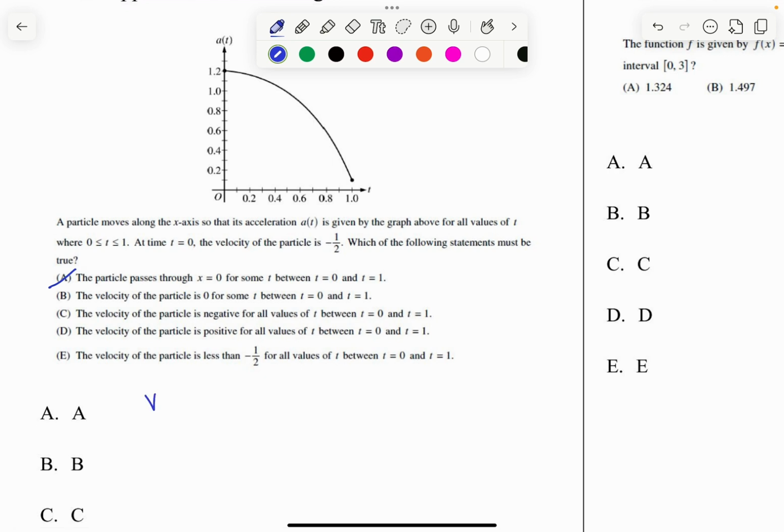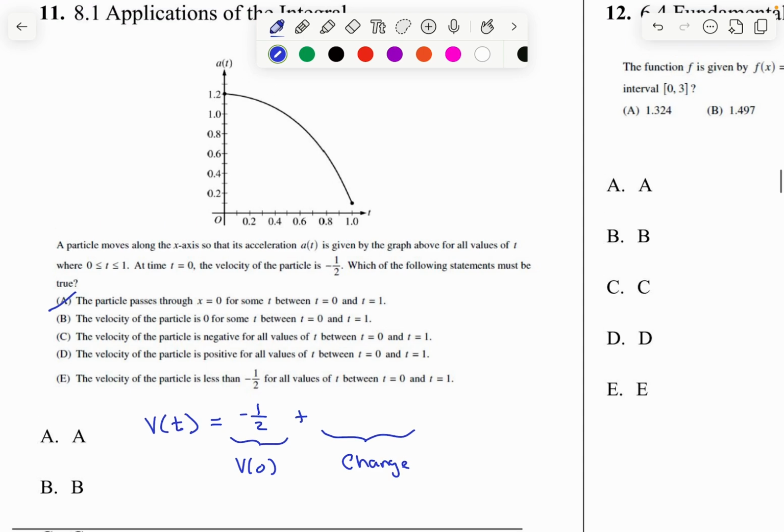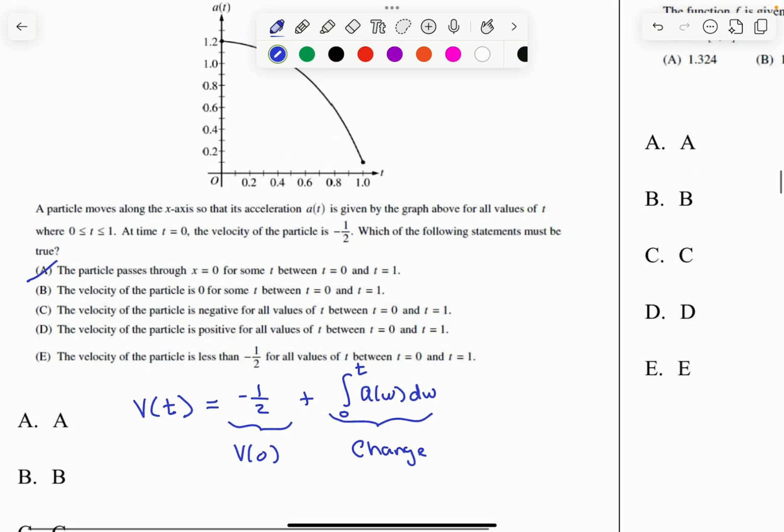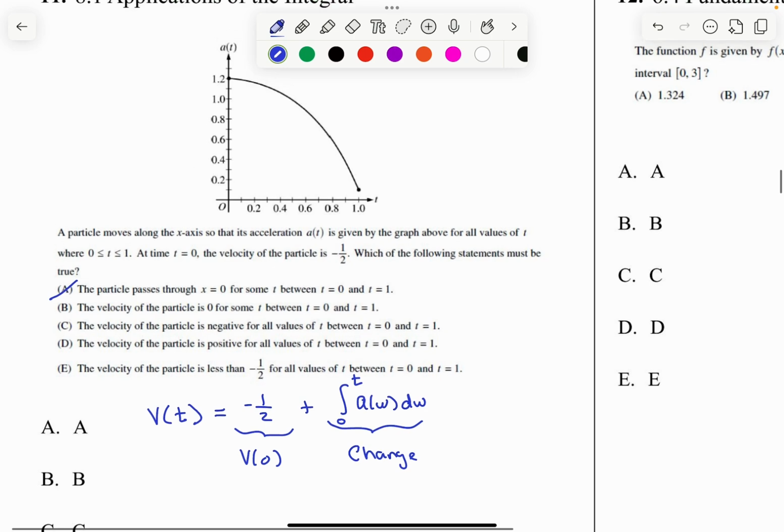So you should just note that when you're given acceleration, my velocity at any time is my velocity to start. And so we are given a start, right? We're given the initial velocity, which is negative a half, plus how my velocity changes. And so the change in velocity, that we get from integrating from 0 to whenever, my acceleration function. Okay, and so there's my velocity function at any time. Now look at your acceleration graph. It's positive, right?